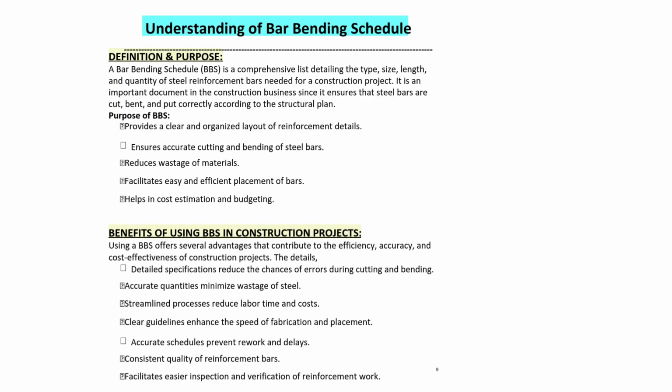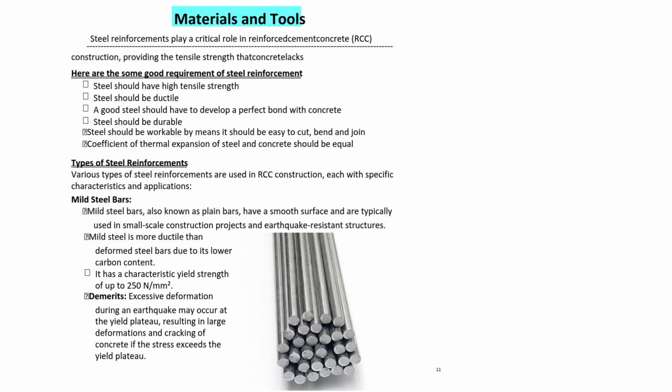Benefits of using BBS. Fewer mistakes during steel cutting. Saves time, money, and materials. Speeds up site work. Better quality and easy inspection. Avoids delays and rework. Chapter 3. Role of steel in RCC. Concrete is strong in compression but weak in tension. Steel reinforcement gives concrete the tensile strength it needs.